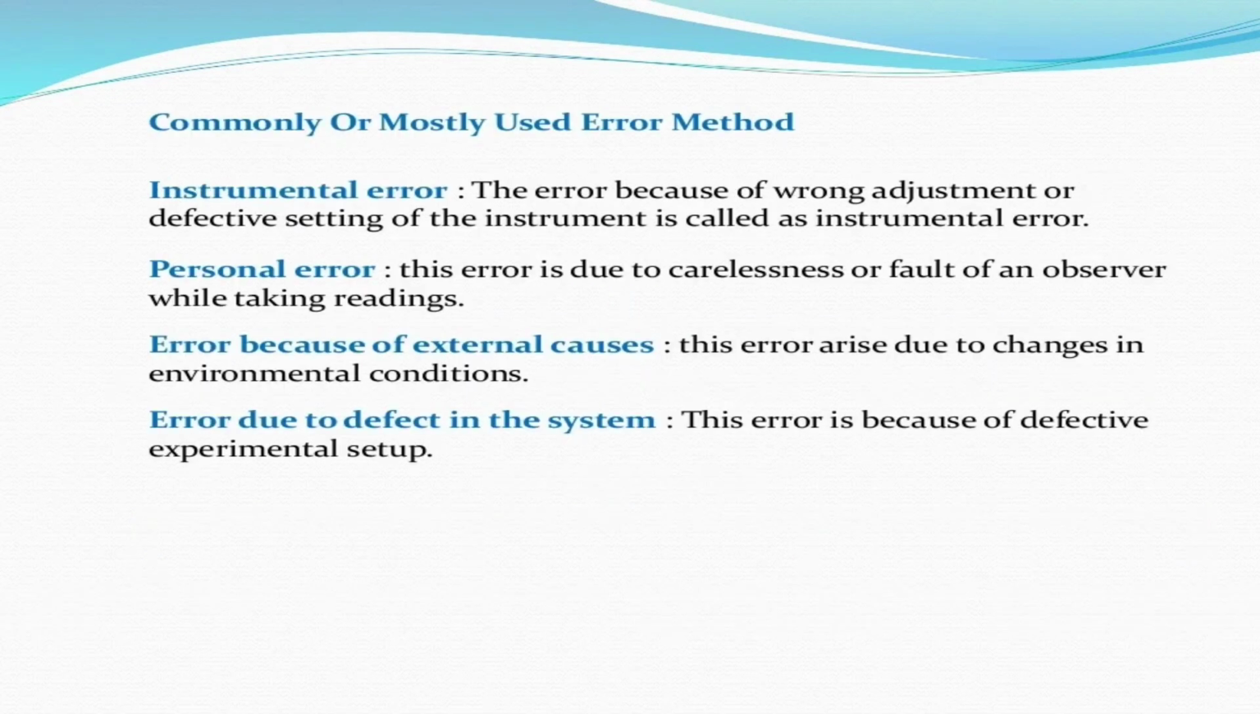Commonly or mostly used error methods. Instrumental error: the error because of wrong adjustment or defective settings of the instrument is called instrumental error. Personal error: this error is due to carelessness or fault of an observer while taking the readings.